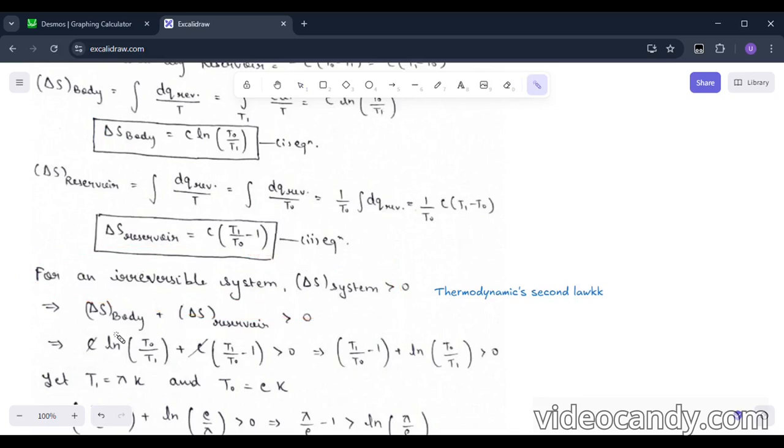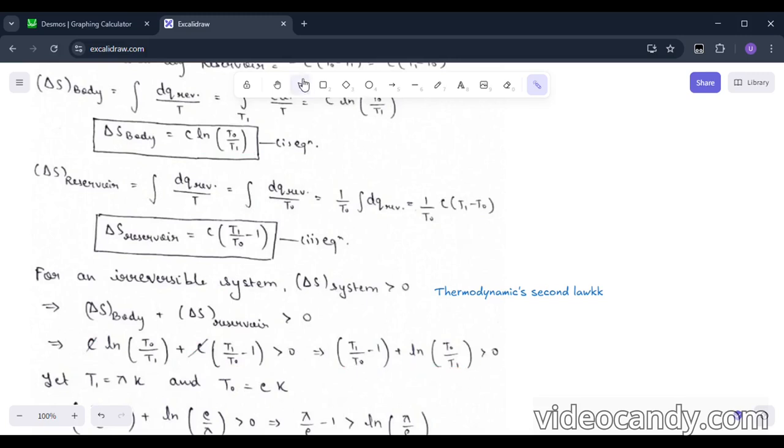Now the system here comprises the body and the reservoir. So the total change in entropy of the body plus the total change in entropy of the reservoir will be greater than 0. And what is the change in entropy of the body? That is C times ln(T naught by T1). We have calculated this here. And the change in entropy of the reservoir is C times (T1 by T naught minus 1). Now the C and C get cancelled on both sides. What we are left with is T1 by T naught minus 1 plus ln(T naught by T1) greater than 0.